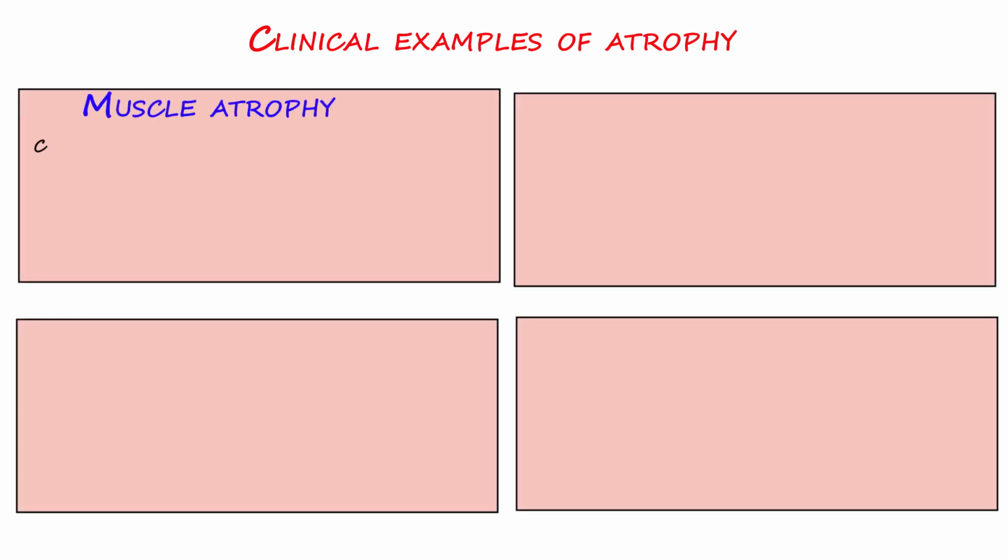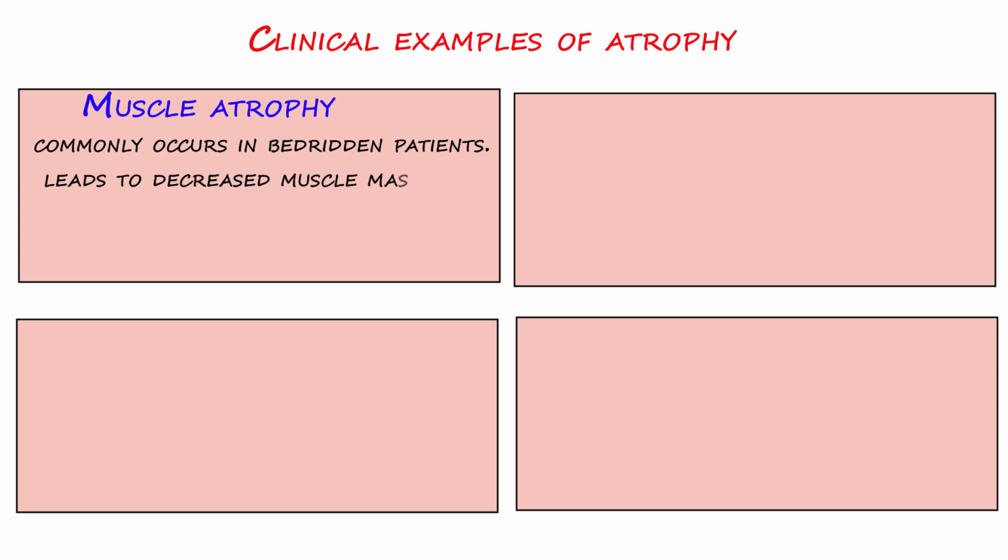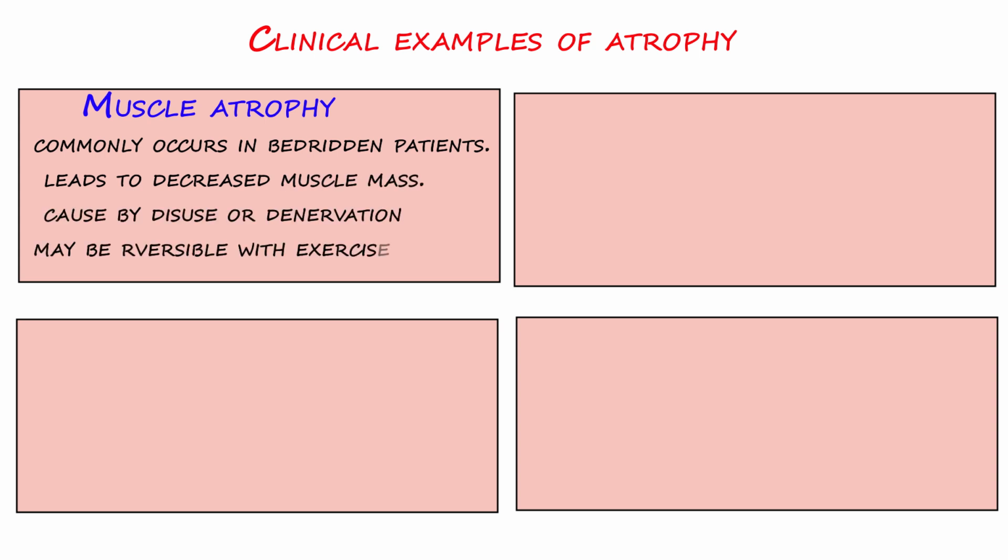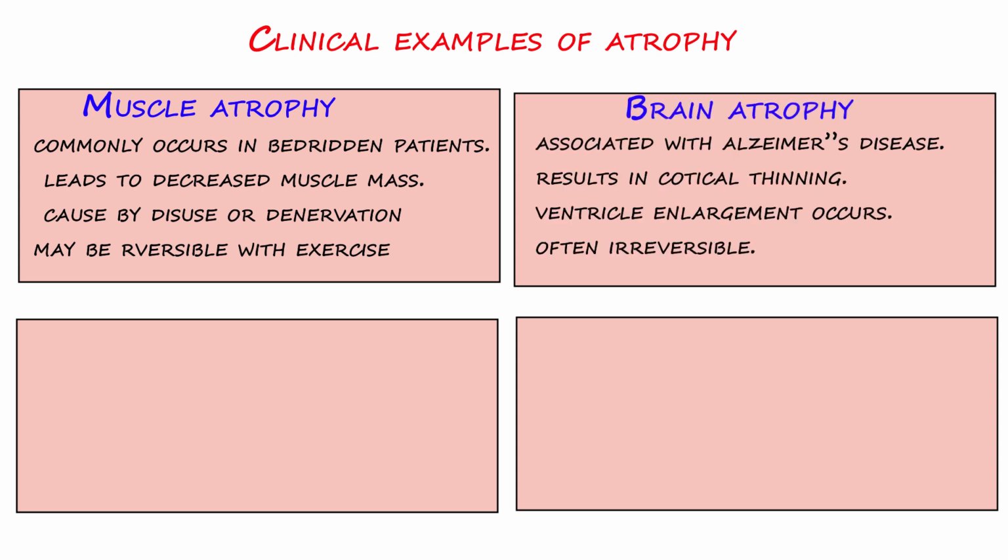Muscle atrophy commonly occurs in bedridden patients. Disuse leads to decreased muscle mass, but this can often be reversed with appropriate physical therapy and exercise. Brain atrophy is a hallmark of Alzheimer's disease and other neurodegenerative conditions. It involves cortical thinning and ventricle enlargement, and is typically irreversible with current treatments.